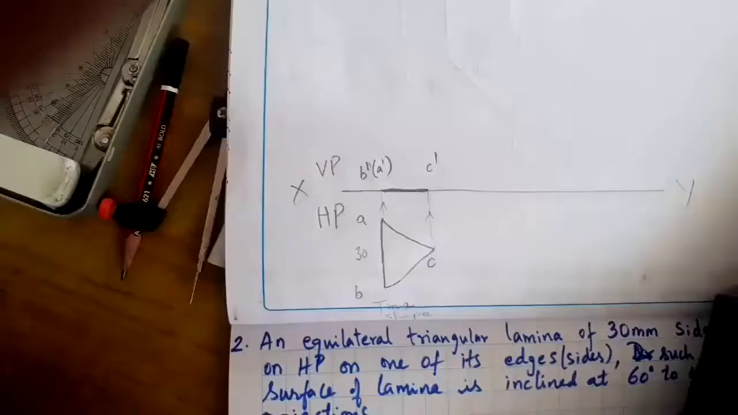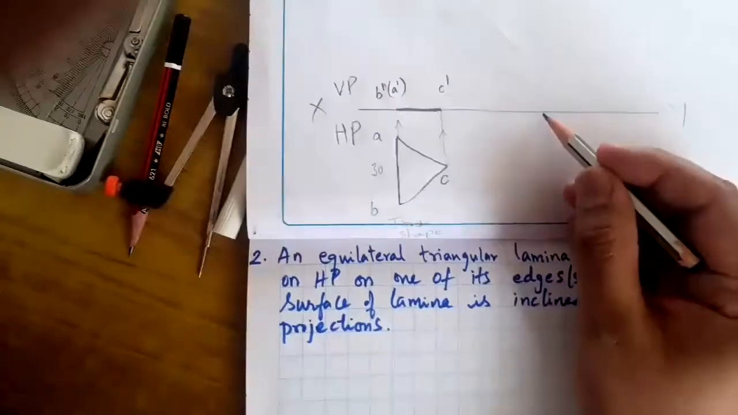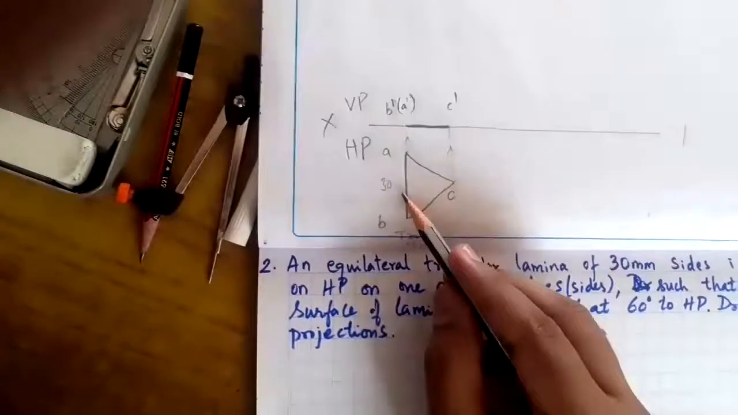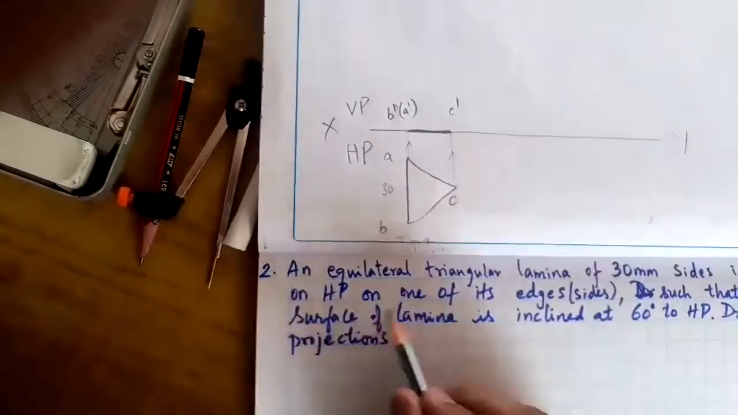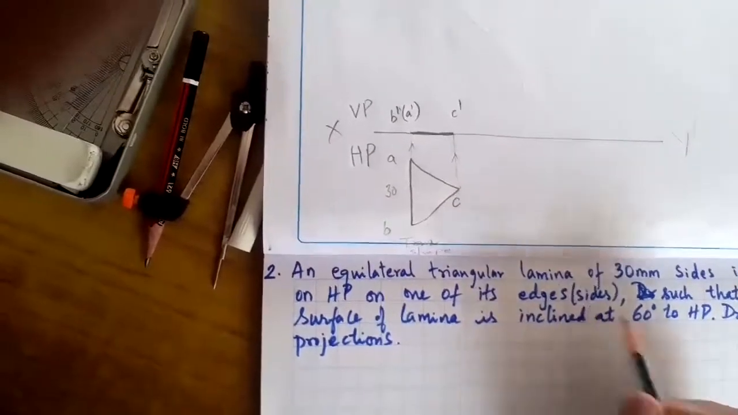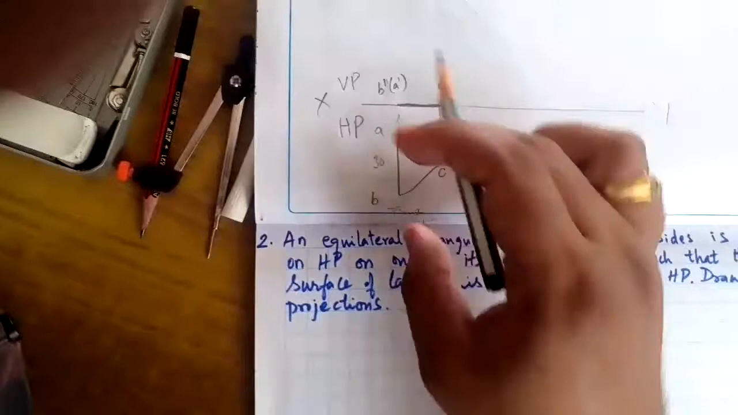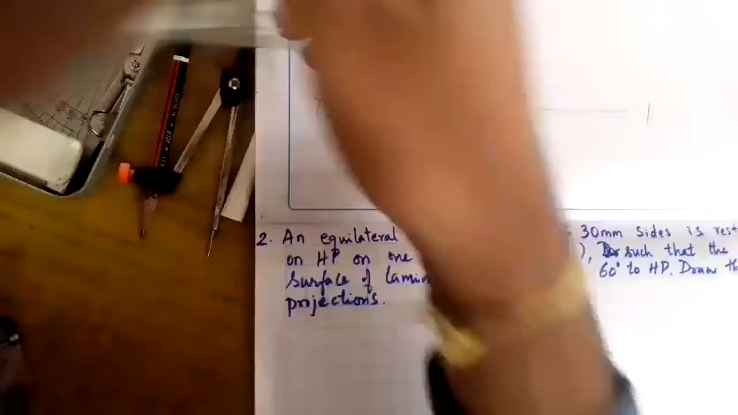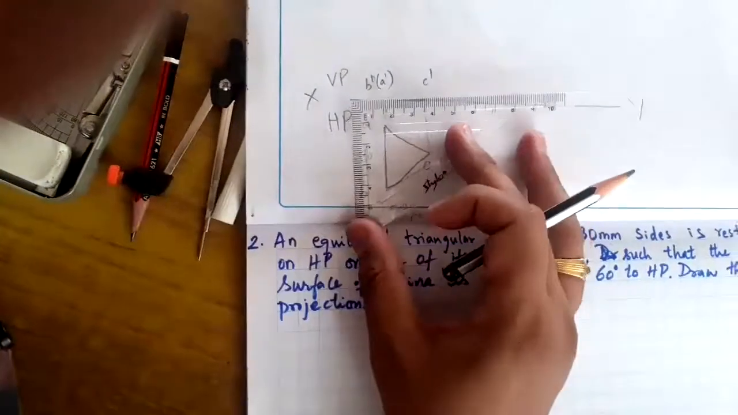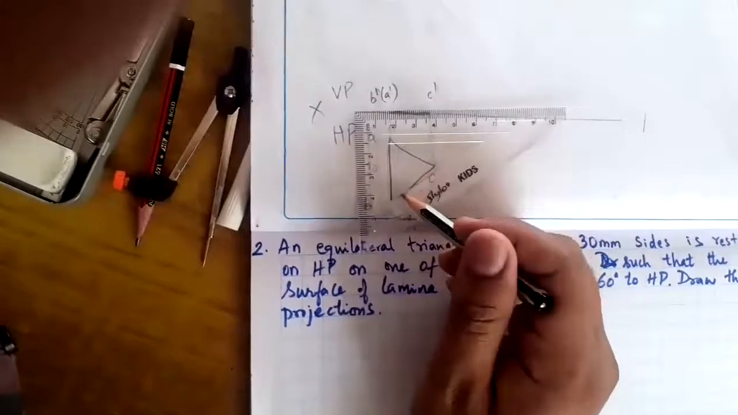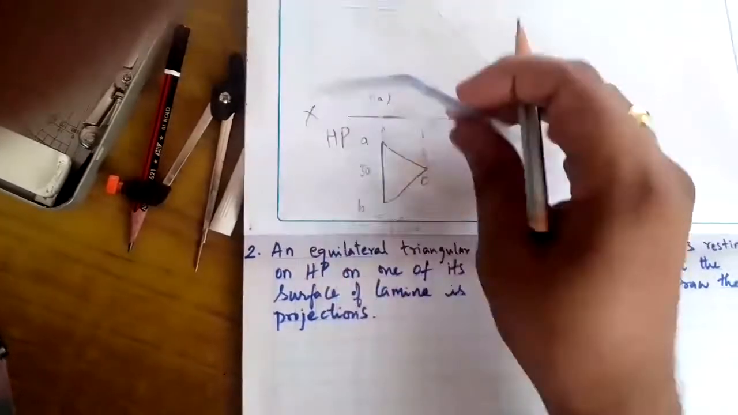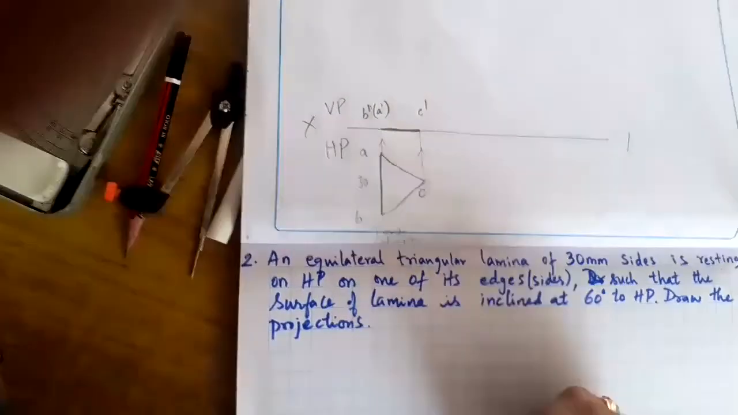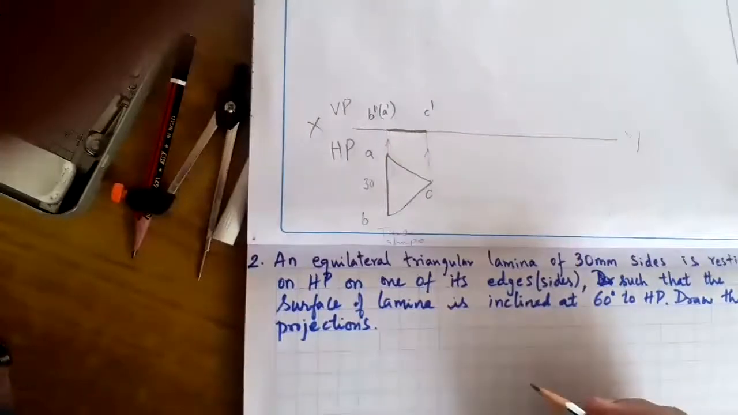As and how you name the problem, only then must you continue in the second position. Equilateral triangular lamina, I have done it, for 30 mm sides I have constructed it. Next is resting on HP on one of its edges. And very important, constructing this equilateral triangle of 30 mm, here also 30 and here also 30. The same thing can be done using this set square. Keeping the set square like this, which will be 60 degree here, as the interior angle is 60 degree, you can mark this 60 degree, then for 30 mm you can cut and directly join this. That is also possible. Any process you can follow with the least number of lines is better.